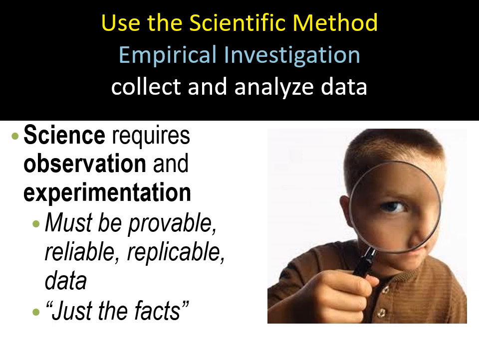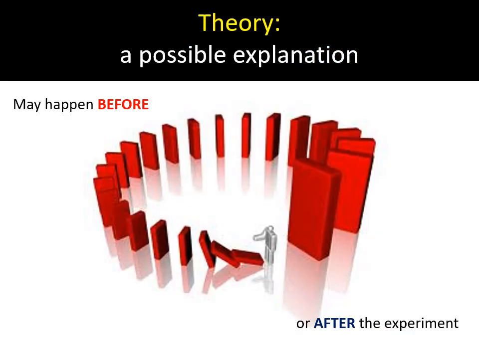Well, we're going to use the scientific method to collect and analyze data. Science requires that we observe and experiment. So we're looking for reliable data that can be repeated, and we're looking for just the facts. So it starts with a theory. A theory is a possible explanation.